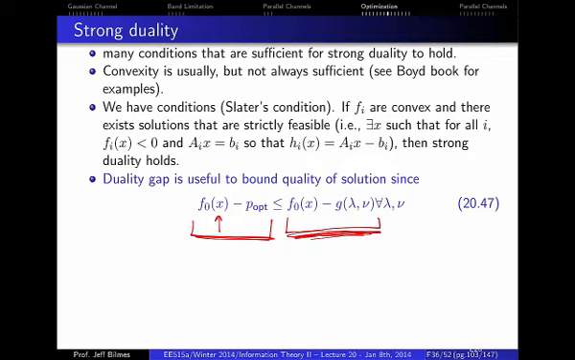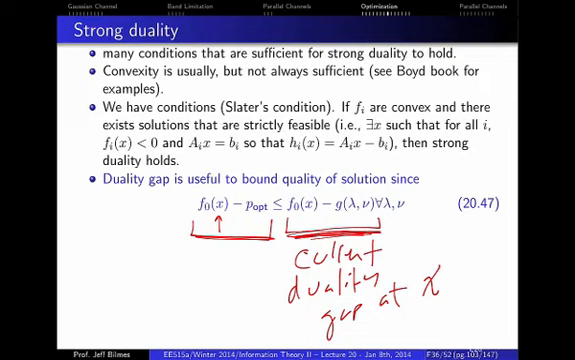So this thing here is sort of like the current duality gap at x. It's not the optimal duality gap, which is the one that is achieved when x is x opt and lambda is lambda opt and nu is nu opt.